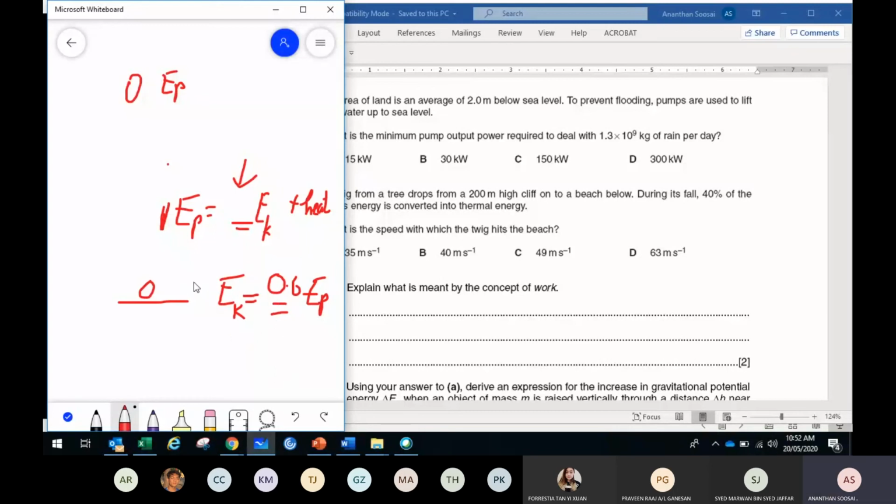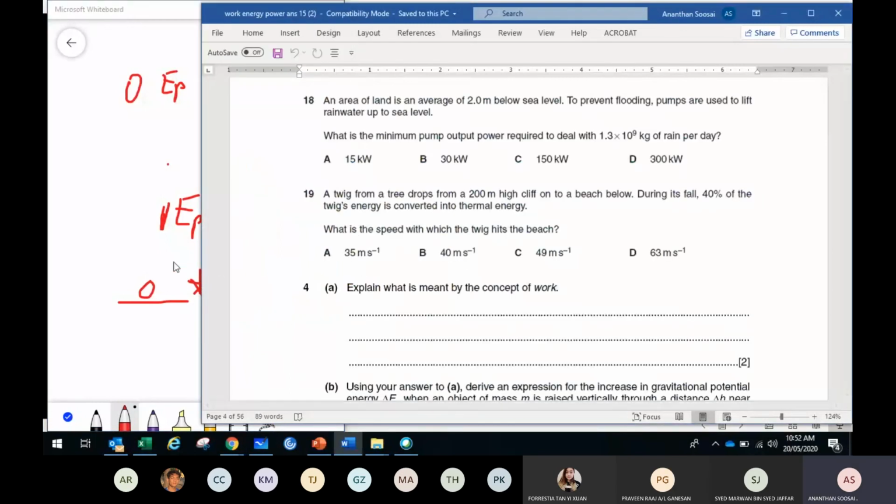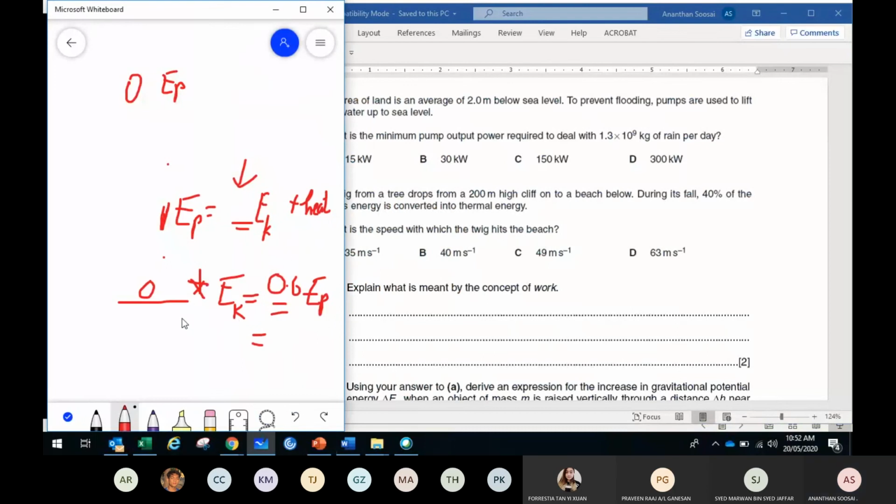This is the point you must realize. EK is 0.6 of the EP. Only 60% of EP is converted to EK. Now the question asks what is the speed at which the twig hits the beach? So EK, half mv squared, equals 0.6 EP. EP is mgh. So from here you can work out your v. Mass cancels. So your v is what?